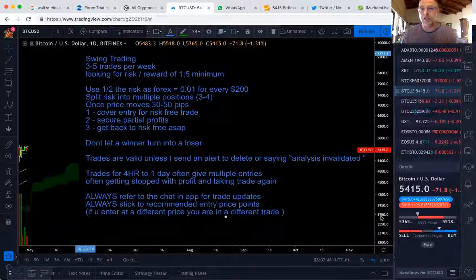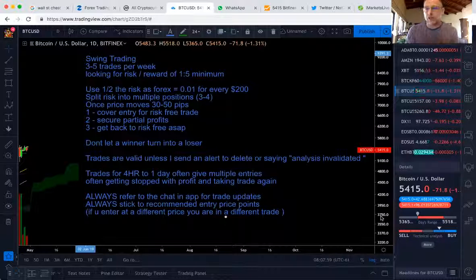We are swing trading with Swipecoin, okay? We are not taking trades every day. We are not day trading. We're not scalping with this particular application. We are swing trading and we're looking for 3 to 5 trades per week, okay? We are looking for risk to reward setups of 1 to 5 at the minimum, okay?